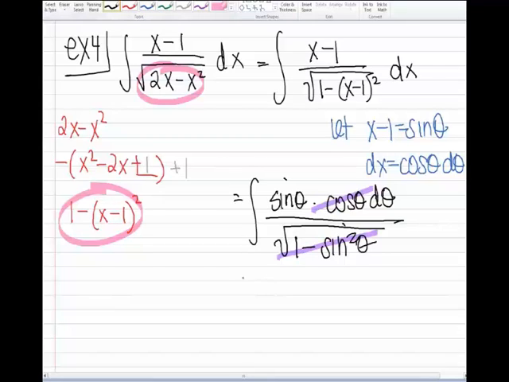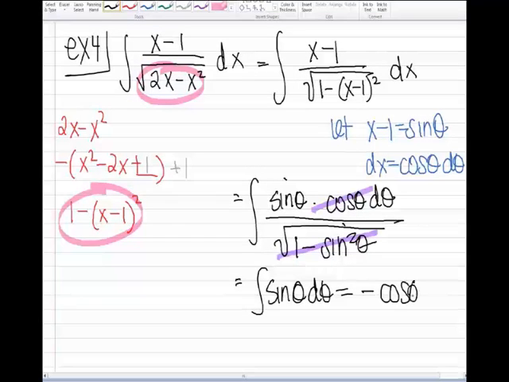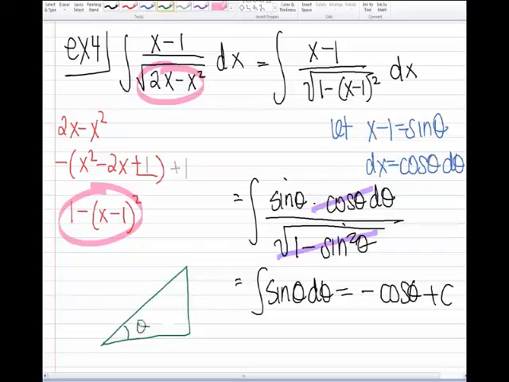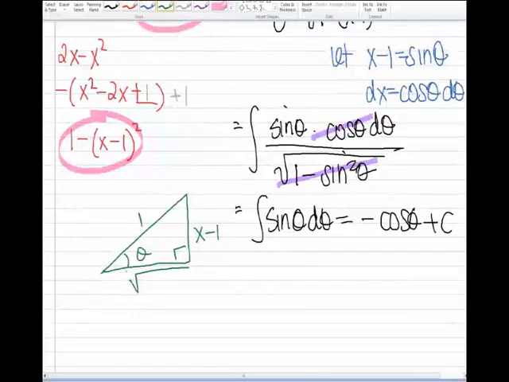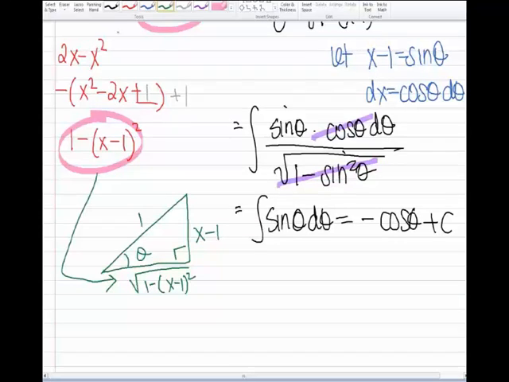So what's the integral of sine theta? It's a negative cosine theta plus c. Hopefully you guys remembered the negative part. We have to back substitute with our triangle, which says that sine theta is x minus 1 over 1. So opposite over hypotenuse. And our adjacent side is square root of 1 minus x minus 1 quantity squared. Do you recognize that? That's what we completed the square with. So that actually equals the square root of 2x minus x squared, part of our original problem. So when I write out negative cosine theta, it's actually negative radical 2x minus x squared plus c.